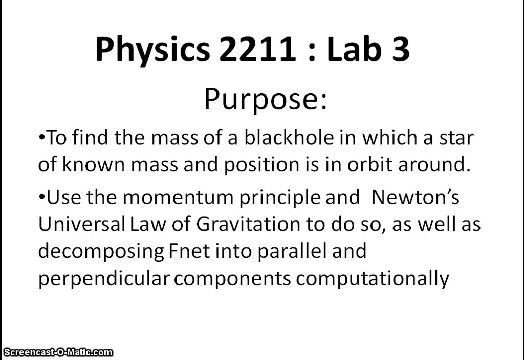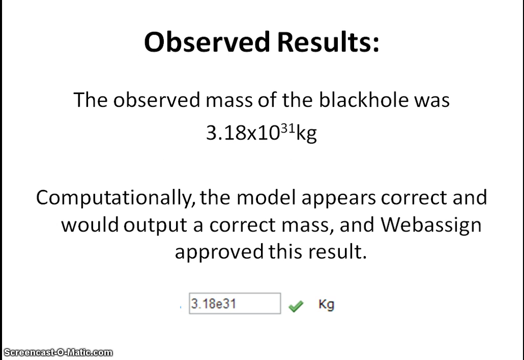The purpose of Lab 3 is to find the mass of a black hole around which a star of a known mass and position is in orbit. We are going to use the momentum principle and Newton's universal law of gravitation to do so, as well as find F-net in relation to position and time, and decompose it into parallel and perpendicular components computationally.